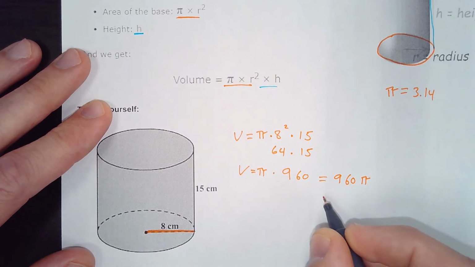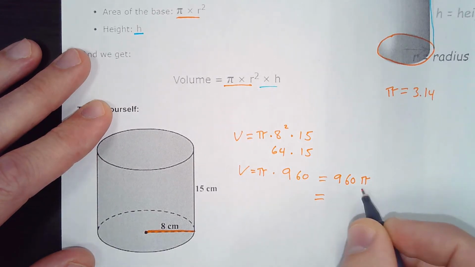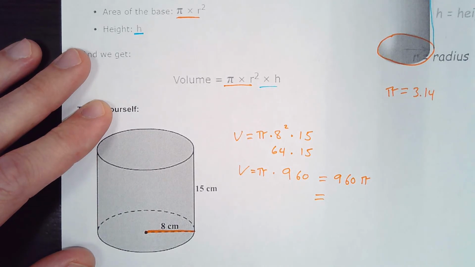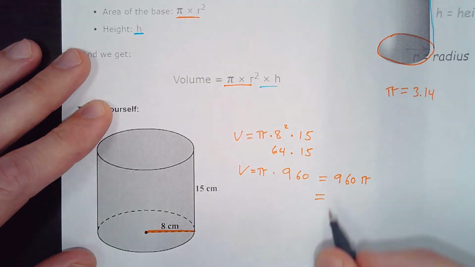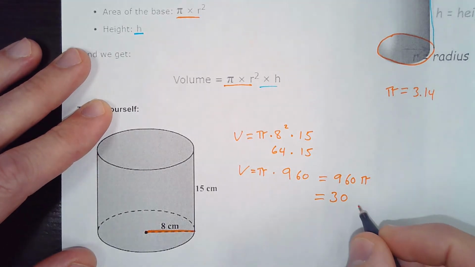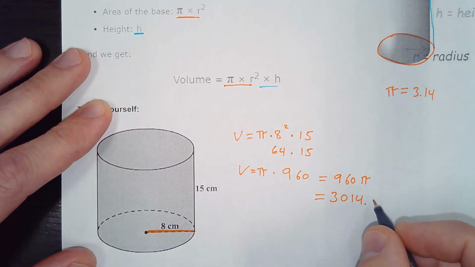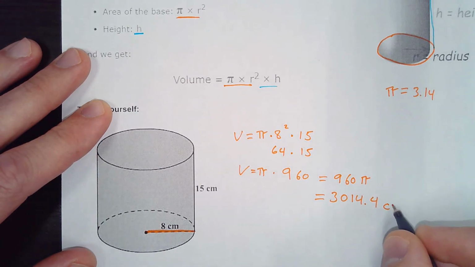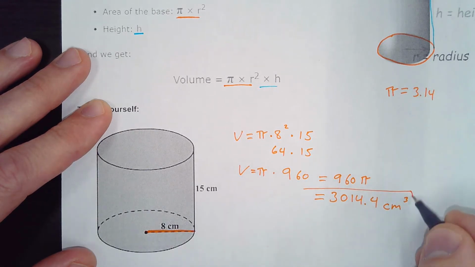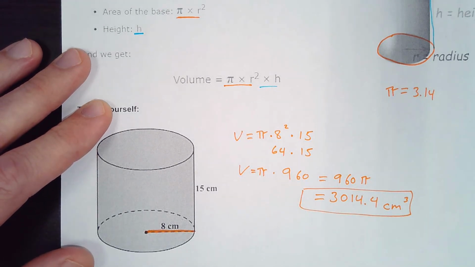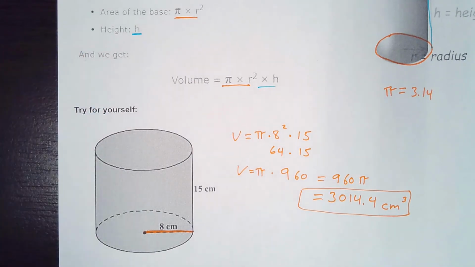So if we wanted to write this in decimal form instead of having the pi there, we would say 960 times 3.14, and that gives me 3014.4. And then we need to say centimeters, and with volume we say cubed. So 3014.4 centimeters cubed is the volume. And remember, the volume means how much can I fit inside this. So that would be like, how much water can I fit in this if this was a can of some sort.